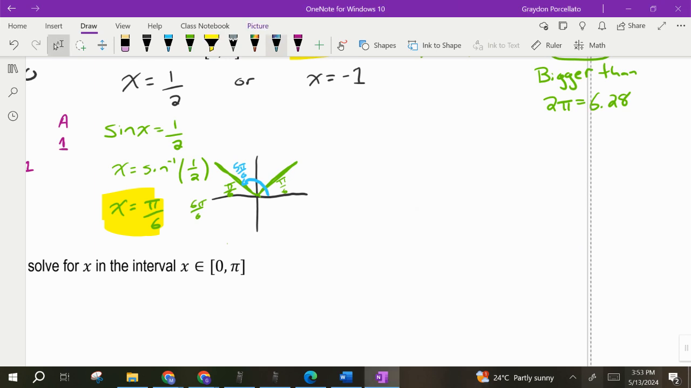So my other solution here is, let me just erase this. My other solution here is 5 pi over 6. Okay? So there's my two solutions. Now I'm going to go do my other side. When is sine... Oh, shoot, I froze. Give me one sec.